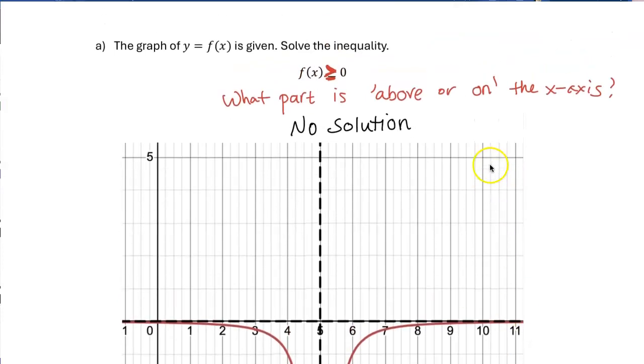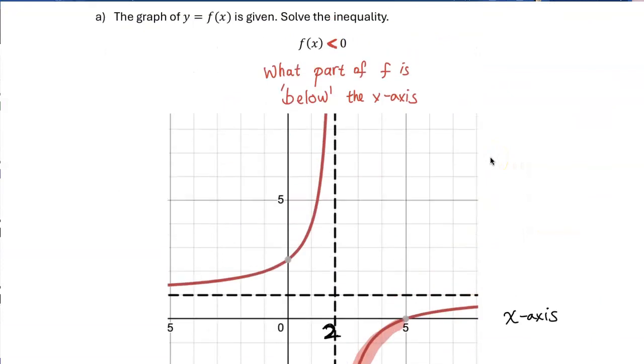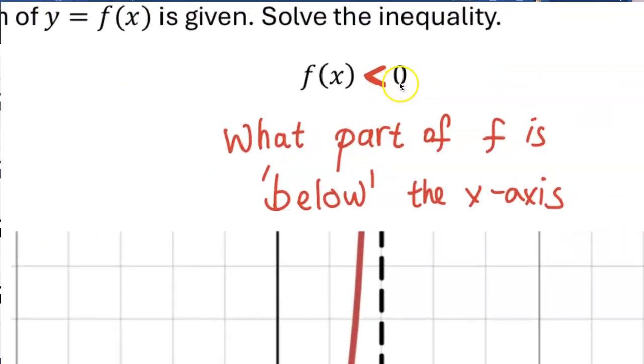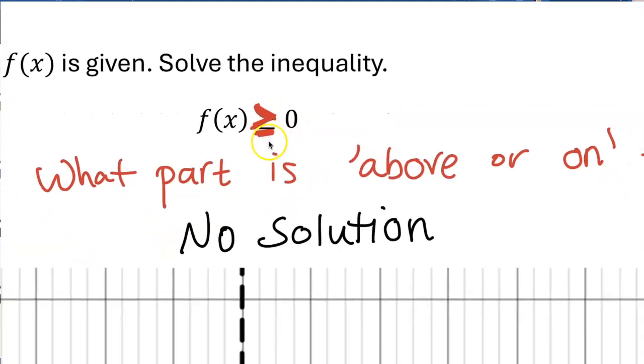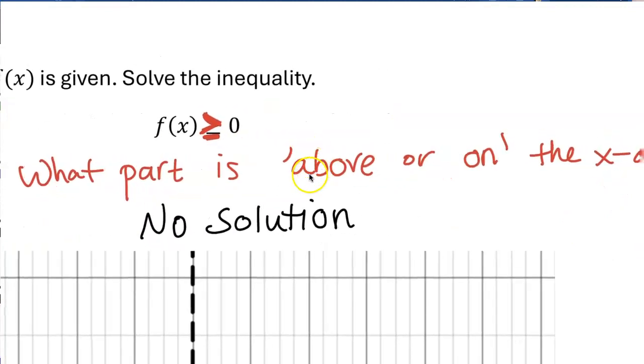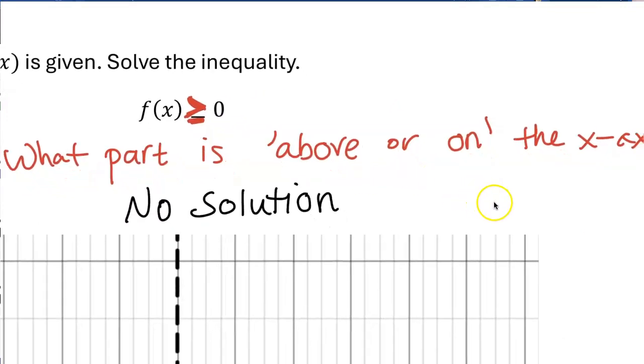So when you are solving inequalities graphically, we need to make sure that we understand what these symbols mean. If you have less than 0, they want below the x-axis. If they want greater than or equal to 0, well, that's above or on the x-axis.